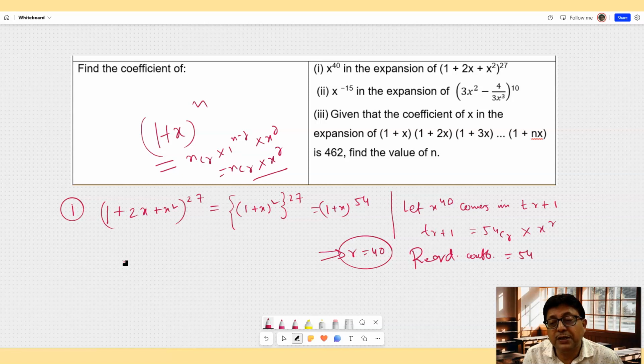Required coefficient is 54C40. In any exam in this world, evaluation of 54C40 is not required. You never try to do it.